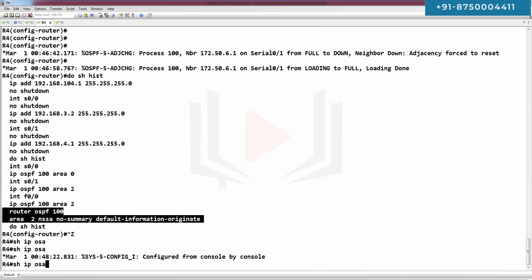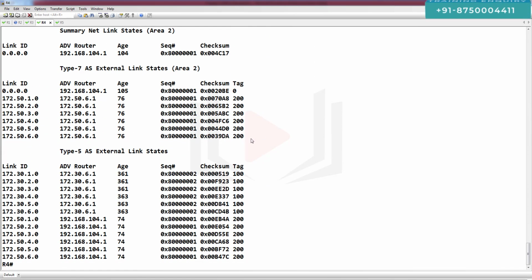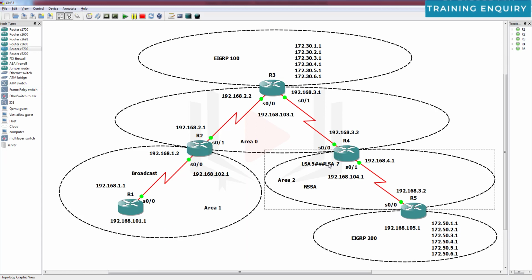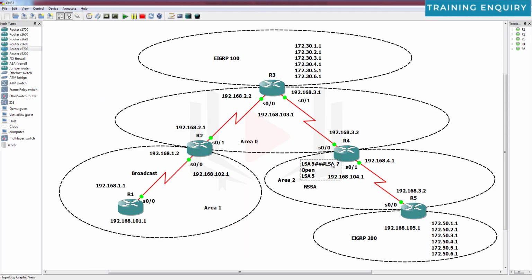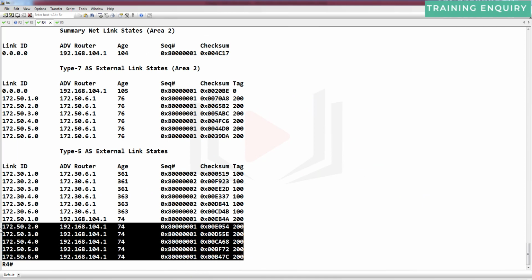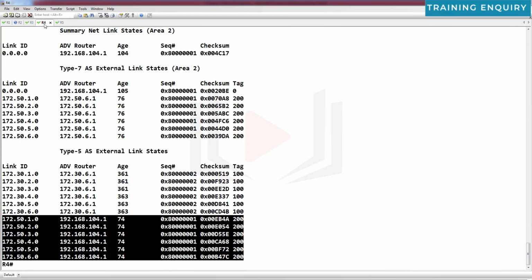Yes, this LSA 7 will come at R4. Show IP OSPF database. Yes, it is receiving LSA 7. Then it will open it, and when it opens LSA 7, it will find LSA 5. LSA 5 means the 50 series. Then it will place LSA 5 in place of LSA 7. Then LSA 5 will be delivered to R3.